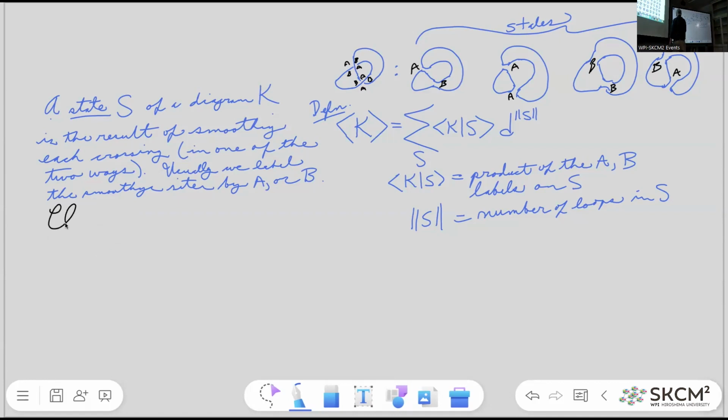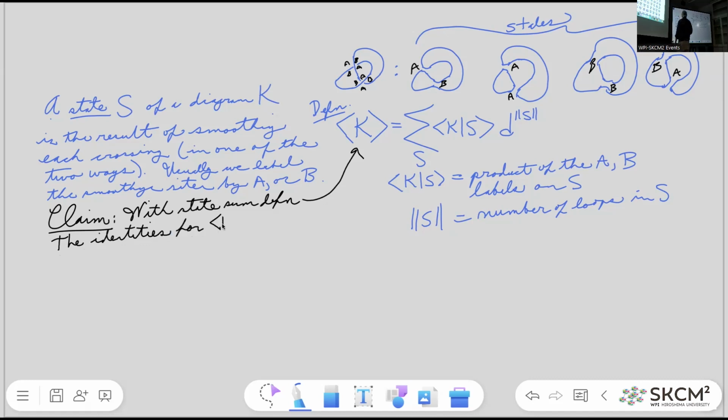So now my claim is that with the state sum definition, the identities for bracket K are a constant. So let's see if we can understand that.